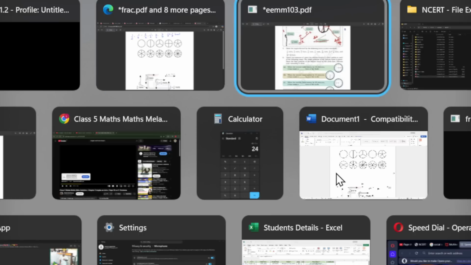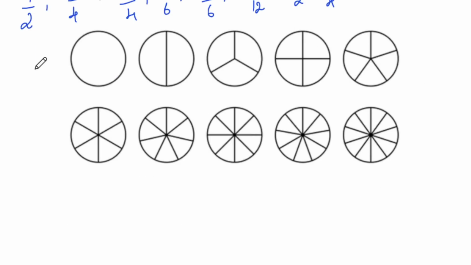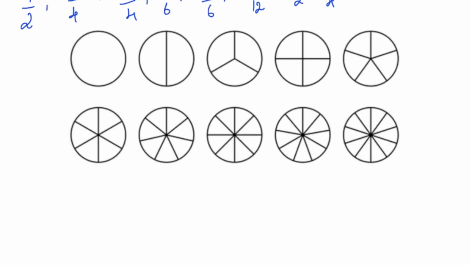Okay, students, this question: draw the angle formed by the following turns in your notebook. I have taken everything separately, so you can easily understand. First we have the half turn. So this one is the half turn. The answer for this question is a straight line.